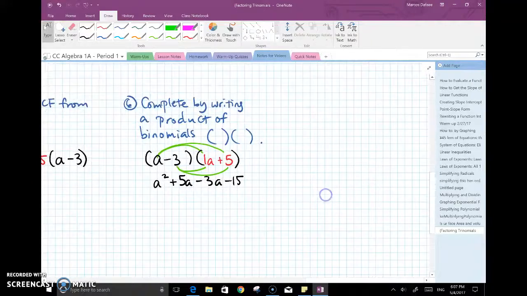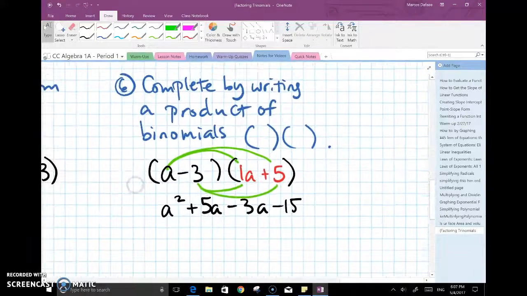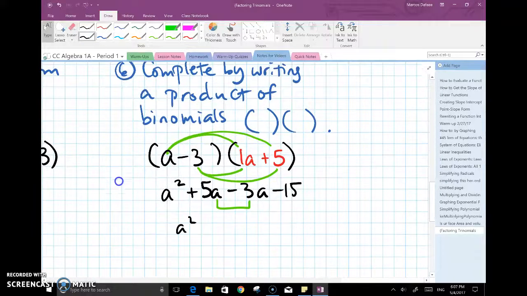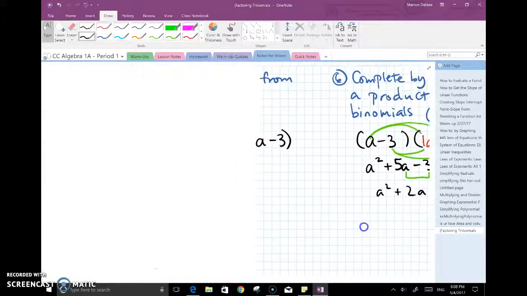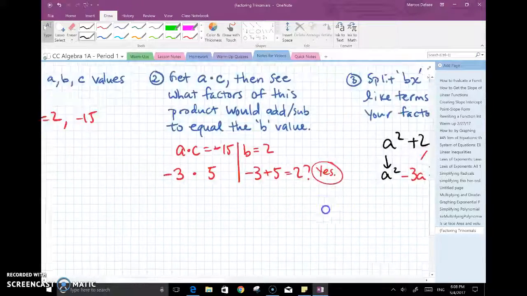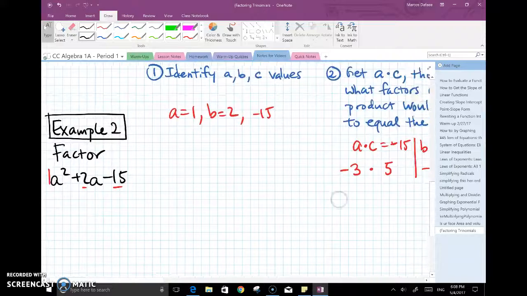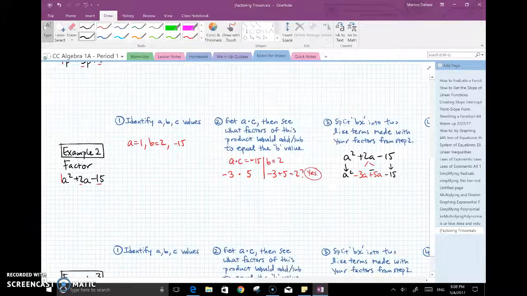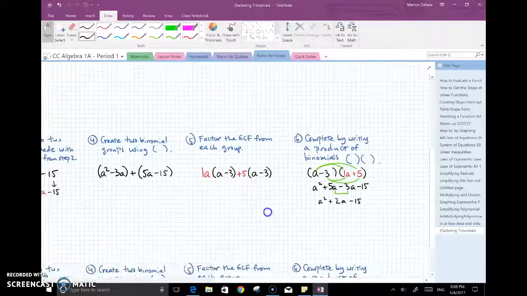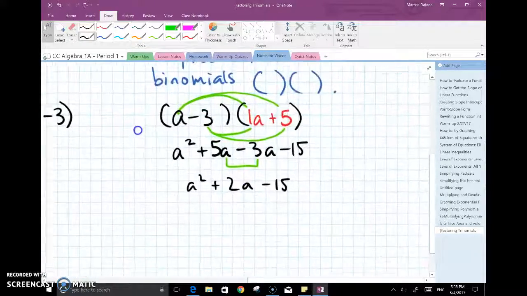Now, if I were to combine the terms in the middle, what I would then get would be a squared plus 2a minus 15. And if you look carefully, that trinomial is exactly what we started with. I'll swing over to the left. There it is, a squared plus 2a minus 15. It's a perfect match, which means that what I did all the way to the end is correct.